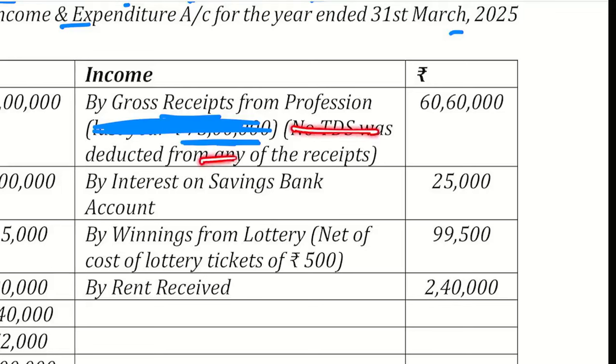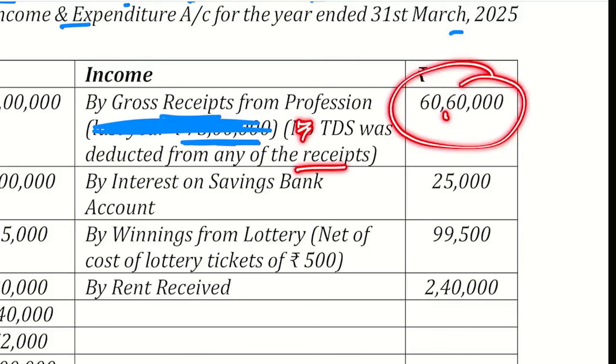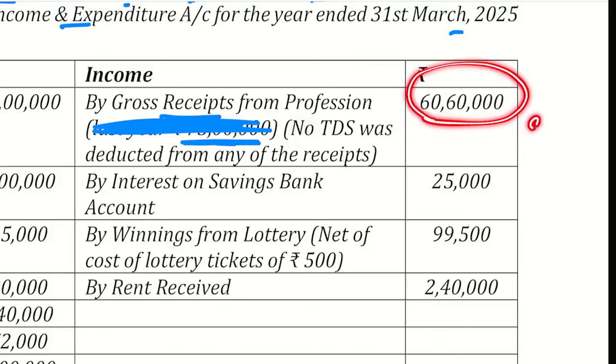Otherwise, if this would not have been written, then also we would have been okay. But if it is written over there that TDS was deducted on this, we assume that since we are a professional, this is actually equal to 90%. So I will take it at a gross value. But right now we are okay.